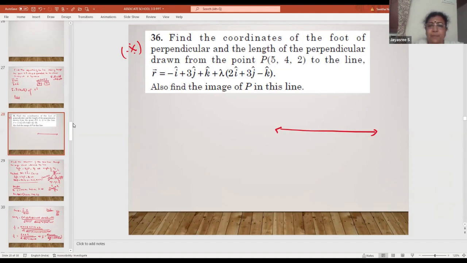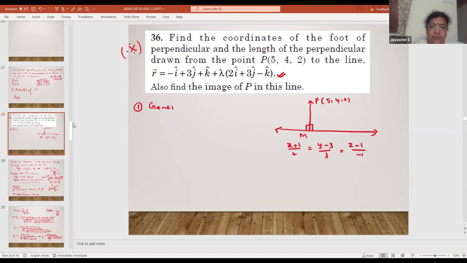While we are talking, it is compulsory to ask the children to draw a line. I prefer this in the Cartesian form so that it is easy to write the general point. So it is (x plus 1) by 2 equal to (y minus 3) by 3 equal to (z minus 1) by minus 1. And then I take the point P as (5, 4, 2). Then I am very particular about making them draw a 90-degree mark and give the name M.